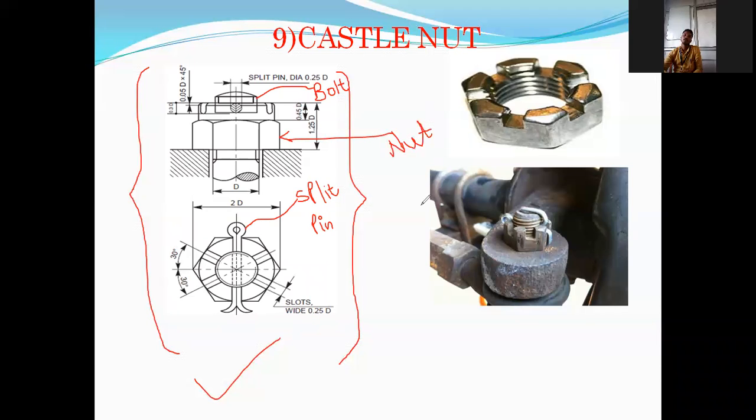Nut. What is that nut? Castle nut. In detail, we can write castle nut. So it is an assembly of bolt, castle nut, and split pin. In short, it may be asked in the exam.